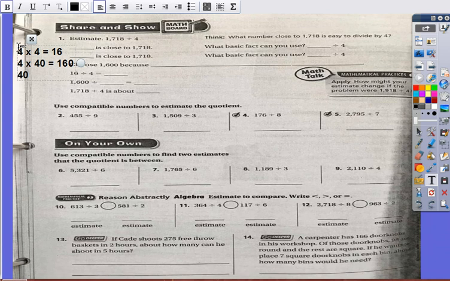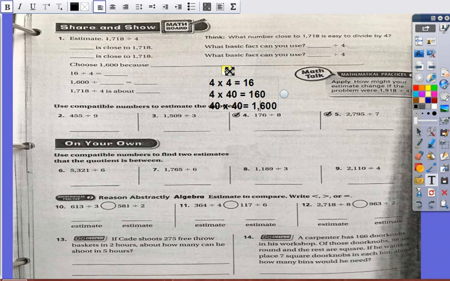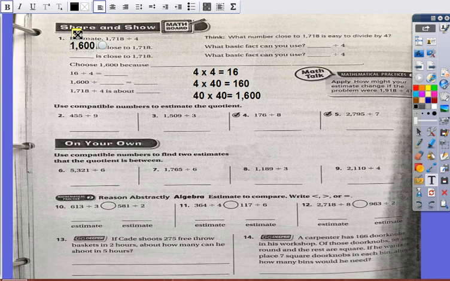What if I went 40 times 40? 4 times 4 is 16, add my 2 zeros, there we go. This number looks a lot closer. Where can I put this for now? This number looks a lot closer to this number right here. So I'm going to put 1,600 is close to 1,718, so I know I'm in the ballpark with 40 times 40.